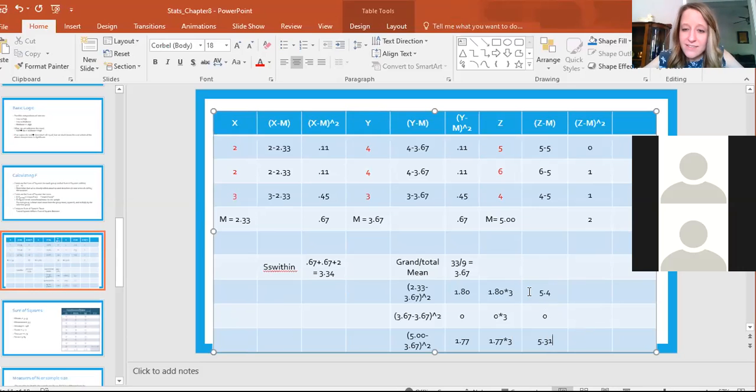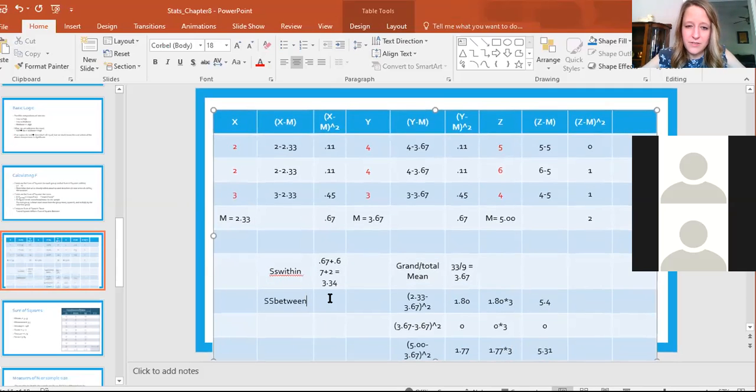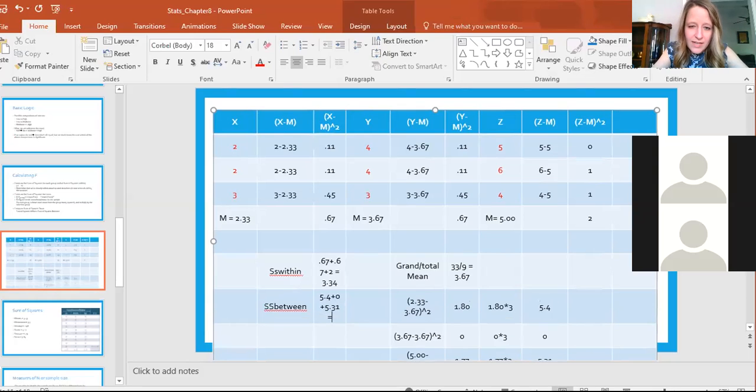Now, finally, it says sum all of these together. So I'm going to add 5.4 plus 0 plus 5.31 to get my sum of squares between groups. When I do that, I get 10.7.